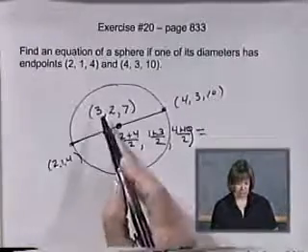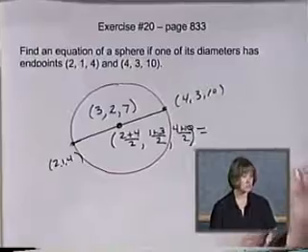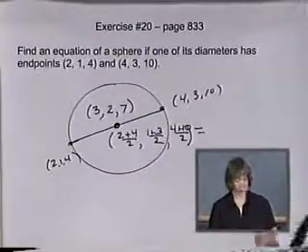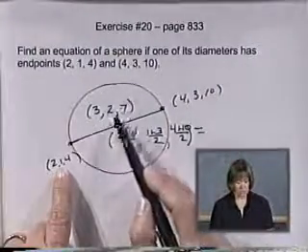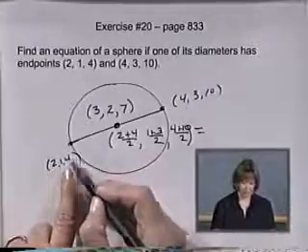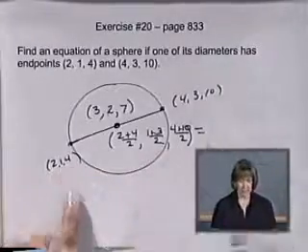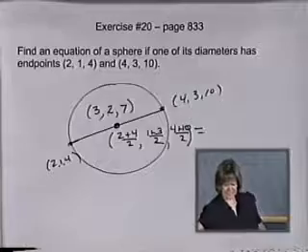And notice, from 2 to 3 is 1, and from 3 to 4 is 1. So in terms of the x-coordinates, it's right smack in the middle. From 1 to 2 is 1, and from 2 to 3 is 1. From 4 to 7 is 3 units, from 7 to 10 is 3 units. So now I have the center.